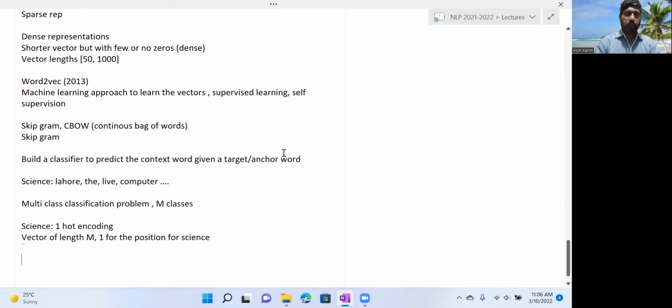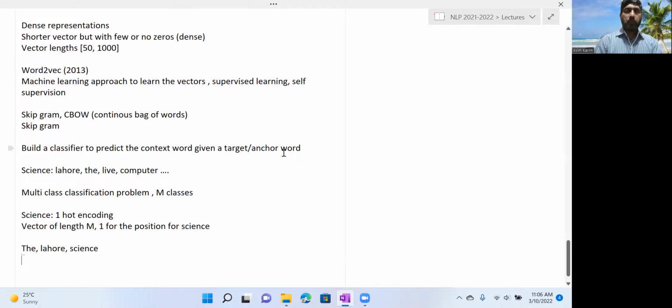So let's say I have just 3 words: the, Lahore, and science. If I want to represent the word Lahore, the vector will be 0, 1, 0. If I want to represent the word the, this will be 1, 0, 0. And if I want to represent the word science, this will be 0, 0, 1. Okay? So this is the one-hot encoding.